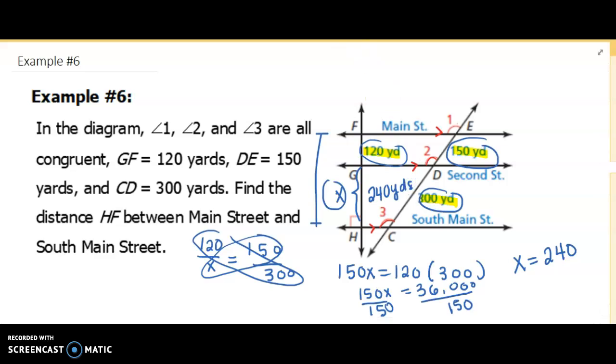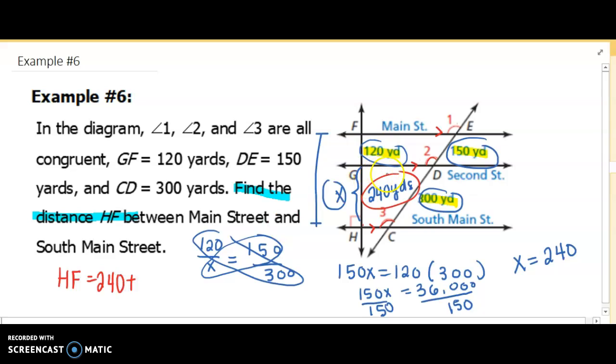Now the question was find the distance HF. This goes back to chapter 1. Hopefully you guys can do this by now. So HF would just be 240 plus 120, which is 360 yards. And that would be my final answer.